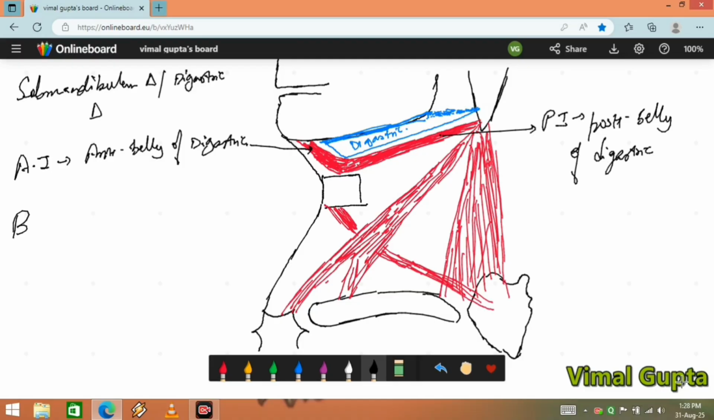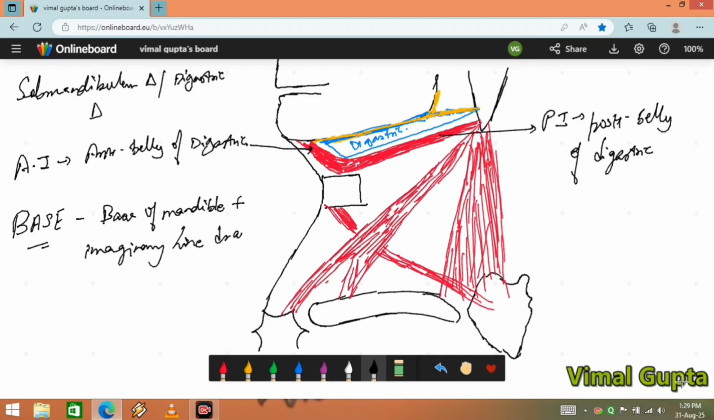And see the base. Base इसका किससे बनता है? I draw it with yellow color. Base is formed by the base of mandible. Base of mandible के बाद ये angle of mandible आ जाएगा. तो इट इज फाउंड बाय द बेस ऑफ मैंडिबल प्लस इमेजिनरी लाइन. एक इमेजिनरी लाइन ड्रॉ करते हैं हम एंगल ऑफ मैंडिबल और मास्टोइड प्रोसेस के बीच में टू कंप्लीट इट्स बाउंड्री. तो बेस इज फॉर्म्ड बाय बेस ऑफ मैंडिबल प्लस इमेजिनरी लाइन ड्रॉन फ्रॉम एंगल ऑफ मैंडिबल टू मास्टोइड प्रोसेस, just to complete this.